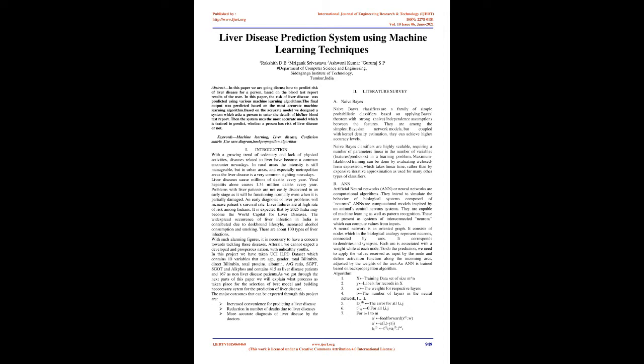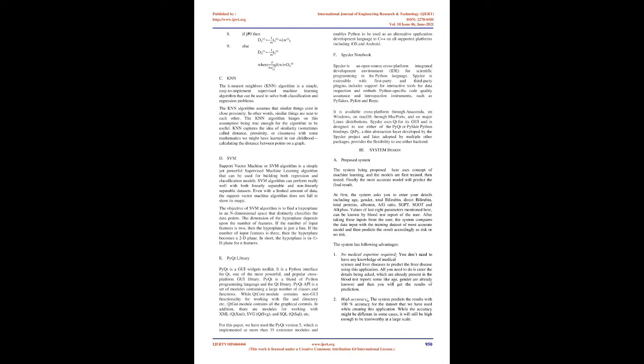And artificial neural networks, or neural networks, are computational algorithms. They intend to simulate the behavior of biological systems composed of neurons. ANNs are computational models inspired by an animal's central nervous system. They are capable of machine learning as well as pattern recognition. These are present as systems of interconnected neurons which can compute values from inputs. A neural network is an oriented graph. It consists of nodes, which in the biological analogy represent neurons, connected by arcs. These correspond to dendrites and synapses.